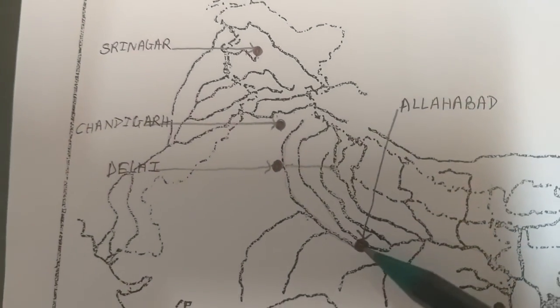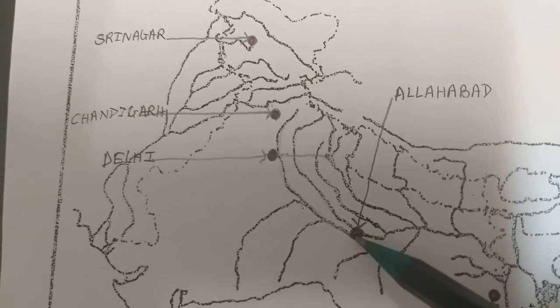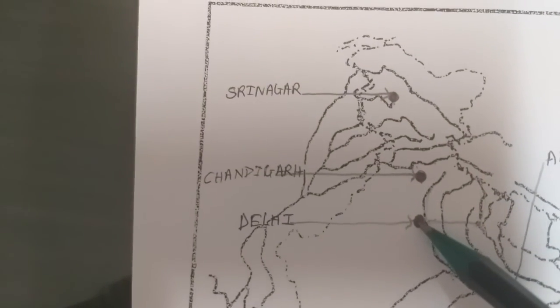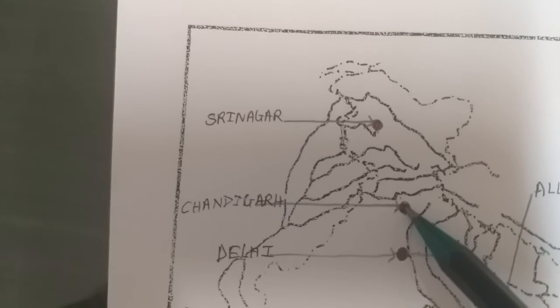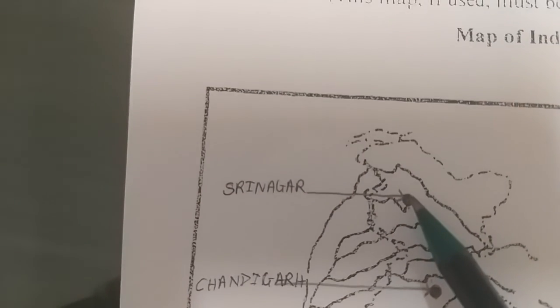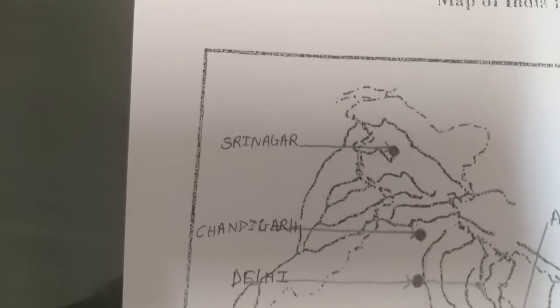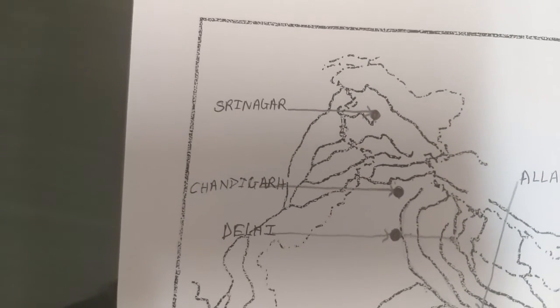Allahabad is the city through which the Indian Standard Time passes. IST passes through Allahabad. Delhi is the capital of India. Chandigarh is the capital of Punjab and Haryana. And Srinagar is the capital of Jammu and Kashmir. I hope you understood all the cities.